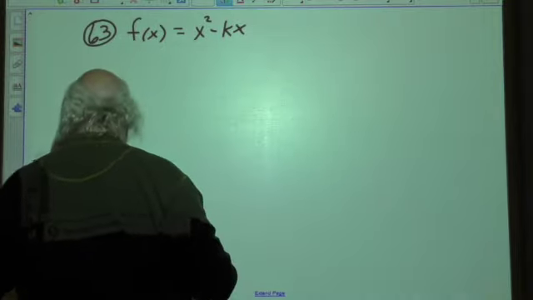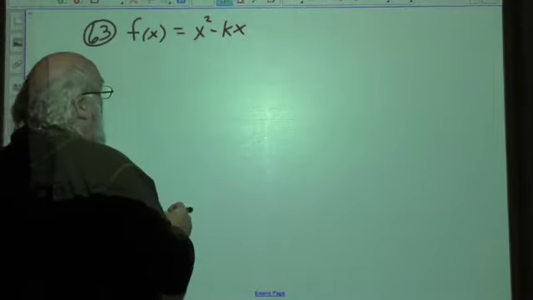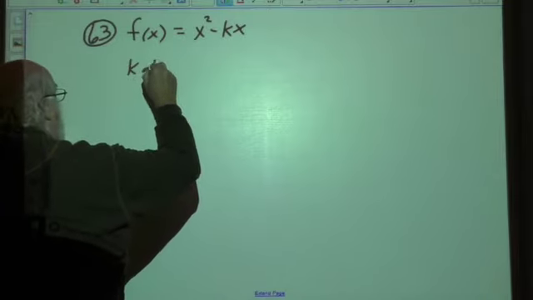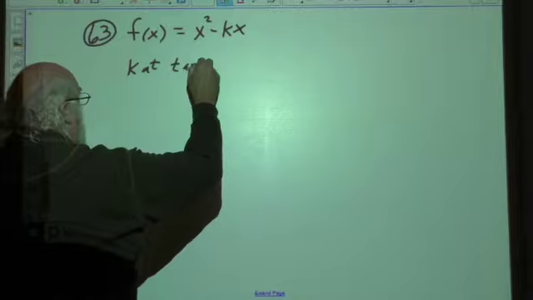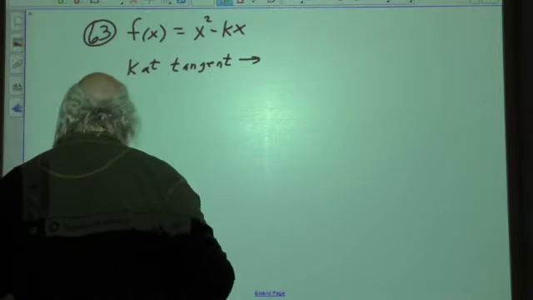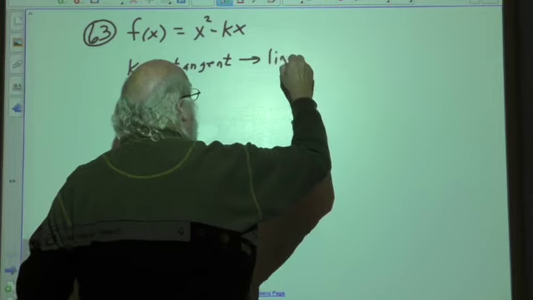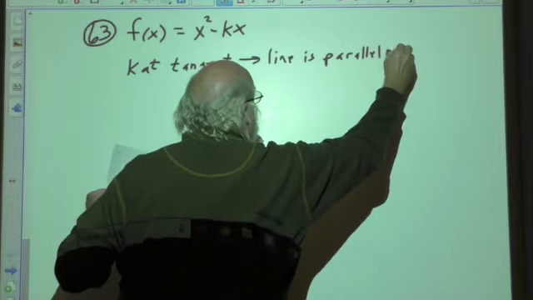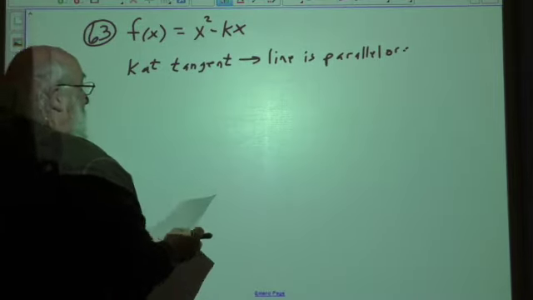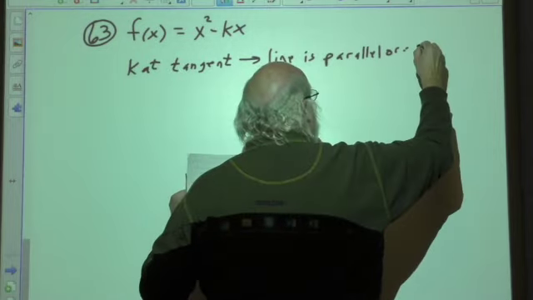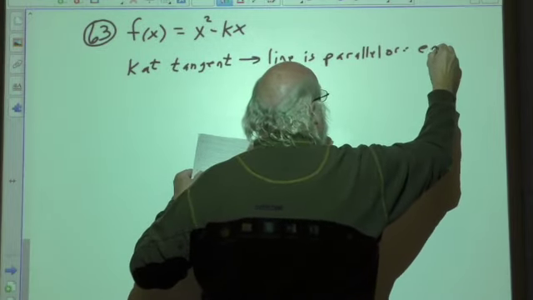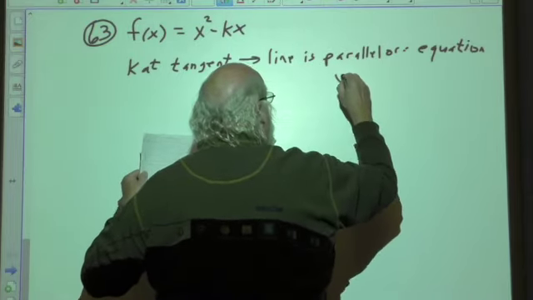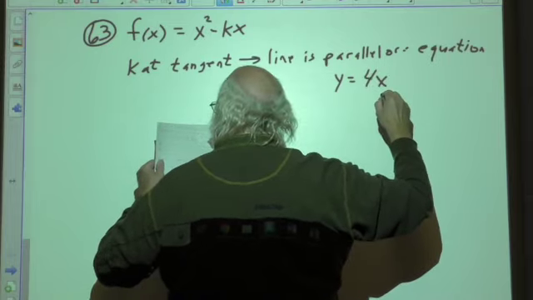And then they're saying that they want to know what the value k is at the tangent, in which the line is parallel or equal to, depends on how you want to look at it, the slope of the equation of, in this case, y equals 4x minus 9.